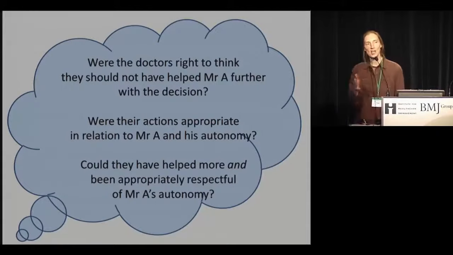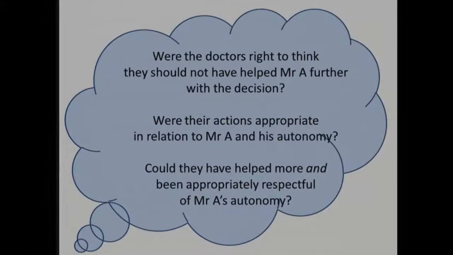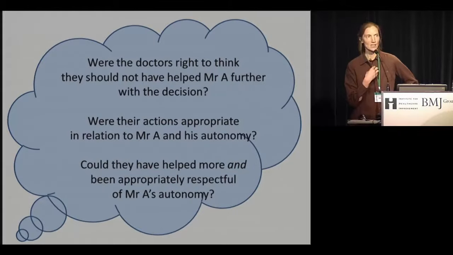So there's a similar set of questions, but just from the doctors' perspectives, that we might ask. Were the doctors right to think they shouldn't have helped Mr. A any further? Were their actions appropriate in respect to thinking about his autonomy? They certainly fitted with the model that we looked at. That's how we constructed their position. But are there ways that we could think, could they have been both more helpful to Mr. A, who was struggling with the decision, and been appropriately respectful of Mr. A's autonomy?